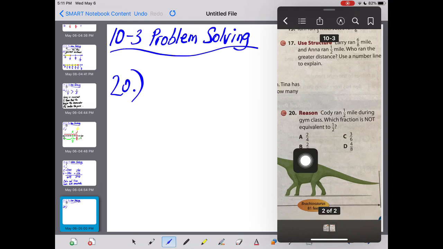Is 2/4 equal or equivalent to 1/2? Is 2/8 equal or equivalent? How about 3/6? And how about 4/8? Which one of those fractions is not equivalent to 1/2? Do some work on this. Pause the video. Come on back when you think you got the answer.